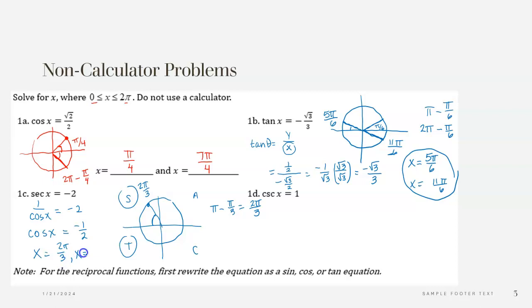And the other answer would be the one in this quadrant. So I want 2 pi. Nope, not that quadrant. That's the wrong one. Sorry, that's where cosine is positive. I want cosine to be negative. So I want this value. So I want pi plus pi over 3. And that would be 4 pi over 3.